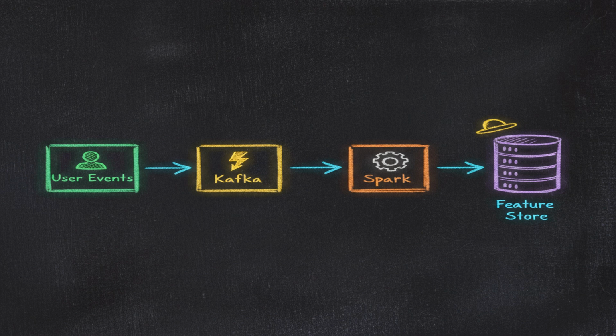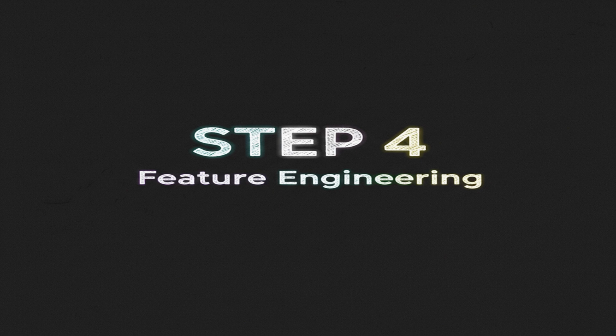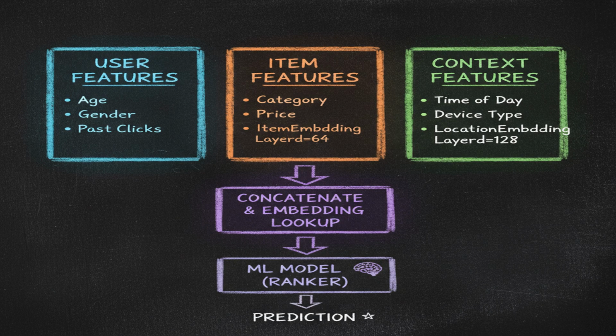Let's engineer some features. We need user features like demographics and past interactions, item features like category and price, and context features like time of day and device type. We'll also use embeddings to represent users and items in a low-dimensional space. These embeddings can be pre-computed offline and stored in the feature store for fast retrieval.